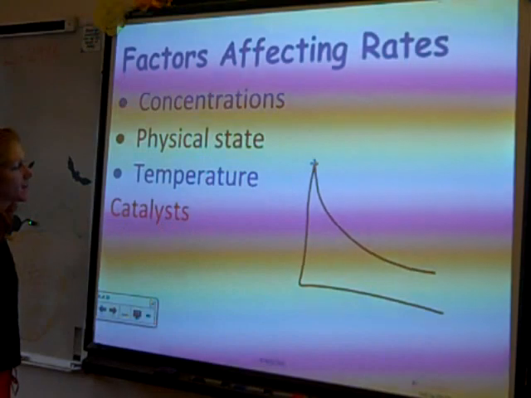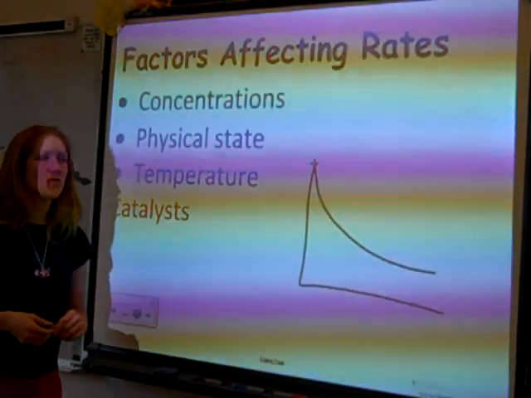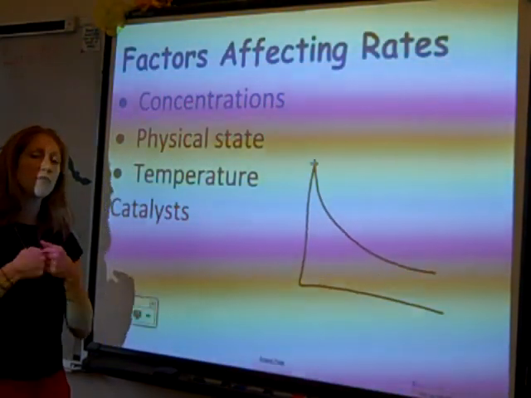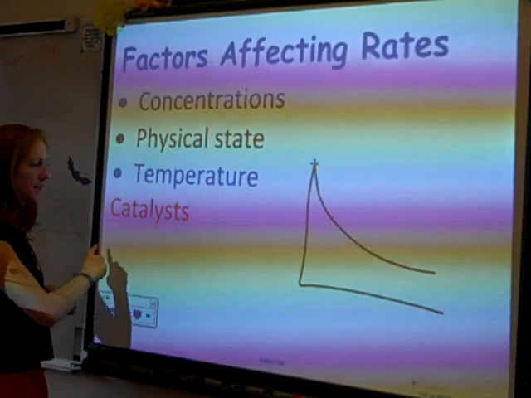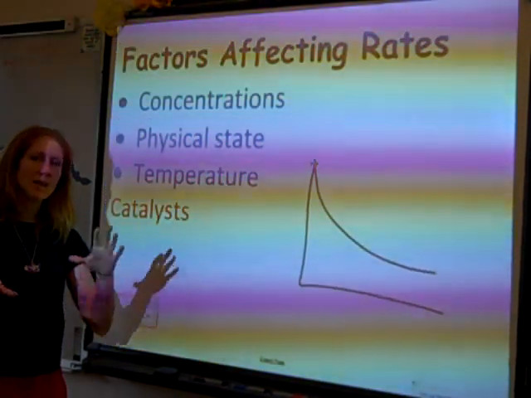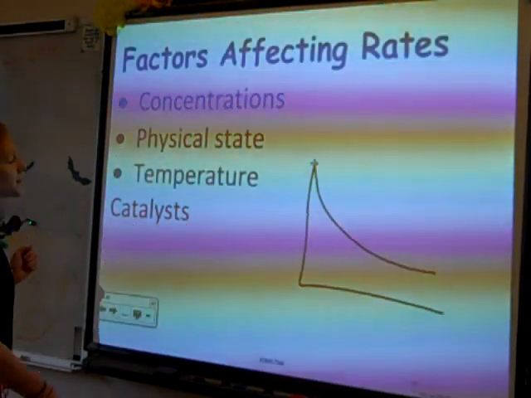And finally, we have catalysts. What a catalyst does is it lowers the activation energy. So we said that particles have to hit hard enough in order to overcome the activation energy, unless you use a catalyst, which will lower the activation energy. It will make it easier for reactants to react if they come in contact. So those are the 4 things affecting rates.